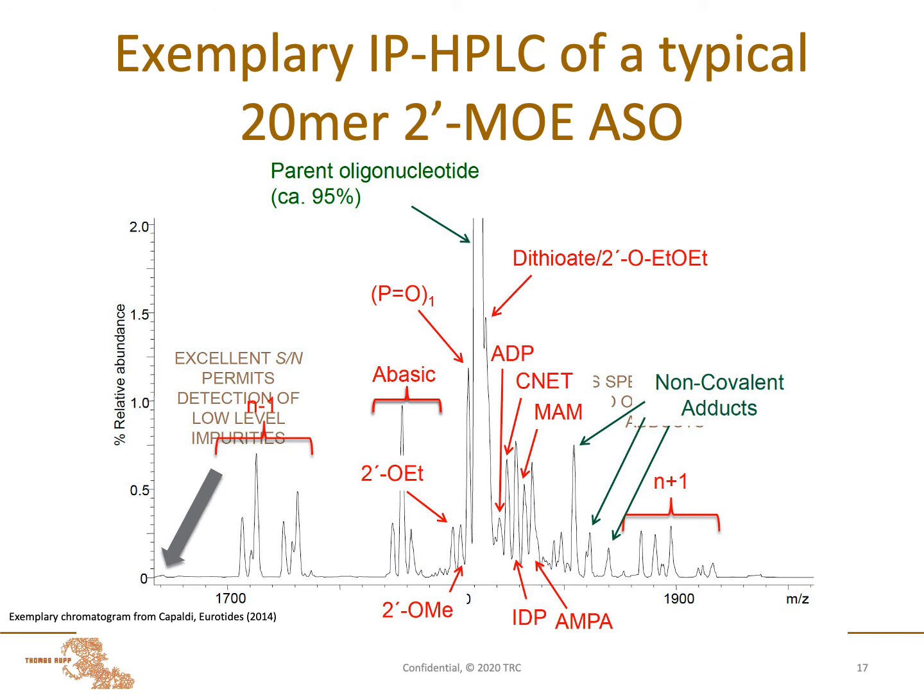The main peak usually also hides depurinated species, because they have the same retention time, or a closely similar retention time, as the parent molecule. ADP is here, CNET is here just after the main peak, IDP is here, AMPA modification is here just after the main peak. The 2'O ethoxyethyl impurity elutes here just in front of the main peak, and the 2'O methoxy just elutes here. So you can see by the position in the ion pairing chromatogram, you can also support your mass spec data and identify the impurities.